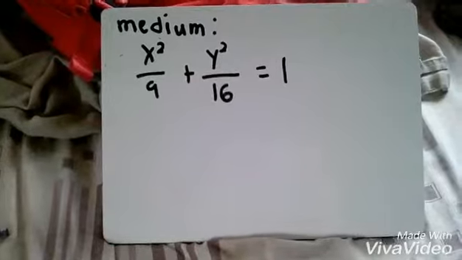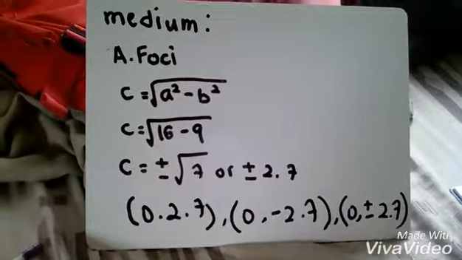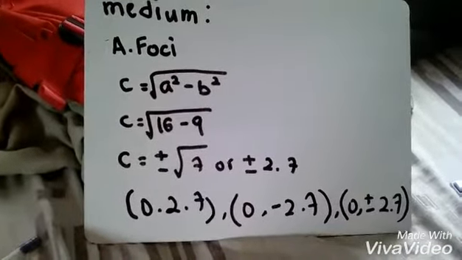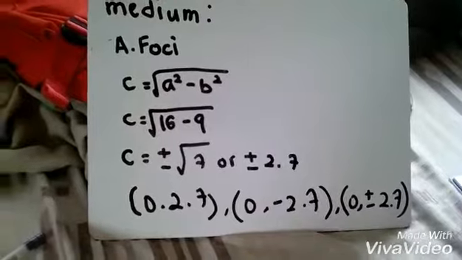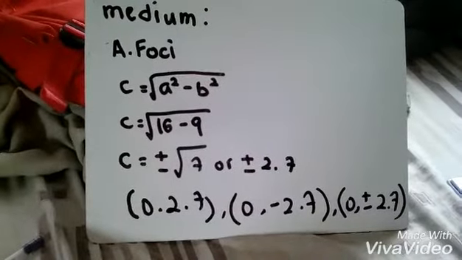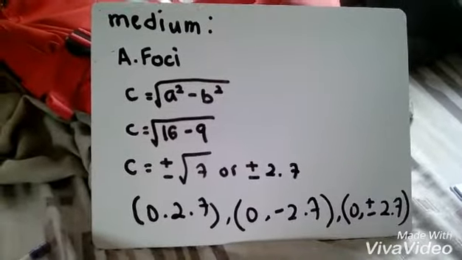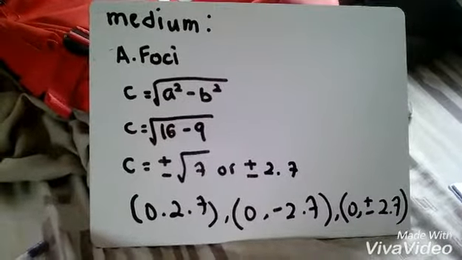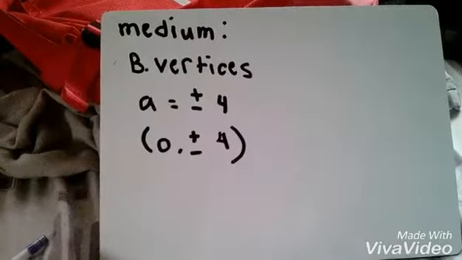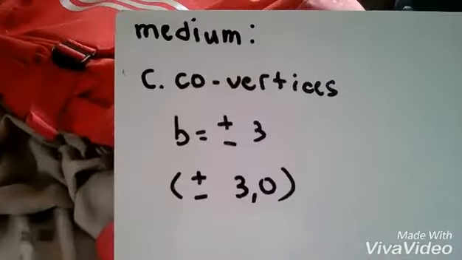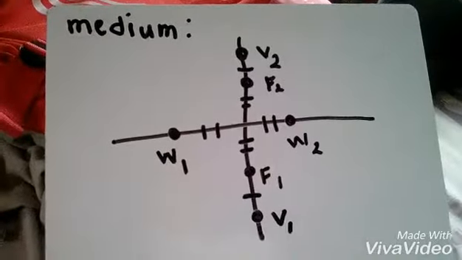Problem 2. As you can see, the x squared term is smaller than the y squared term, so if you graph it, it must appear vertically. Get the foci. c is equal to the square root of a squared minus b squared, so c is equal to the square root of 16 minus 9. The answer will be positive and negative square root of 7, or positive and negative 2.7. In the illustration, 0, 2.7 or 0, negative 2.7, or in short, you can write 0 and positive negative 2.7. After getting the square root of the vertices, the answer is a equals positive negative 4. In illustration, 0, positive negative 4. Getting the square root of the co-vertices, b is equal to positive negative 3. In illustration, positive negative 3 and 0. It should look like this after graphing it.